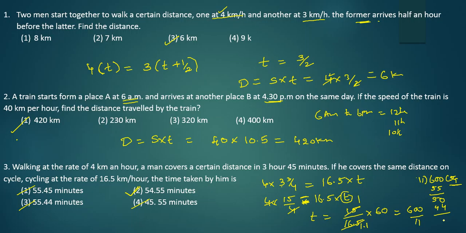50 minus 44, what's the remainder? 6. If you put a point here, 0, so 54.5, so 55, again 5. If you keep on going like that, you can do it like this.